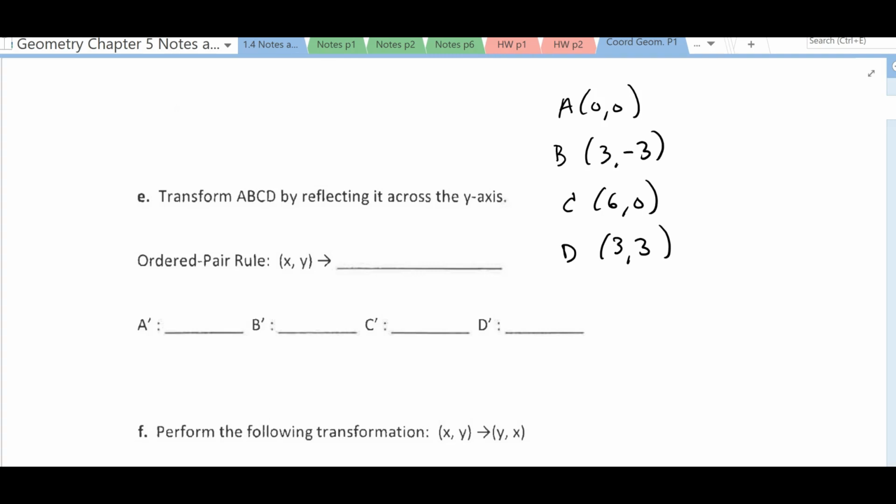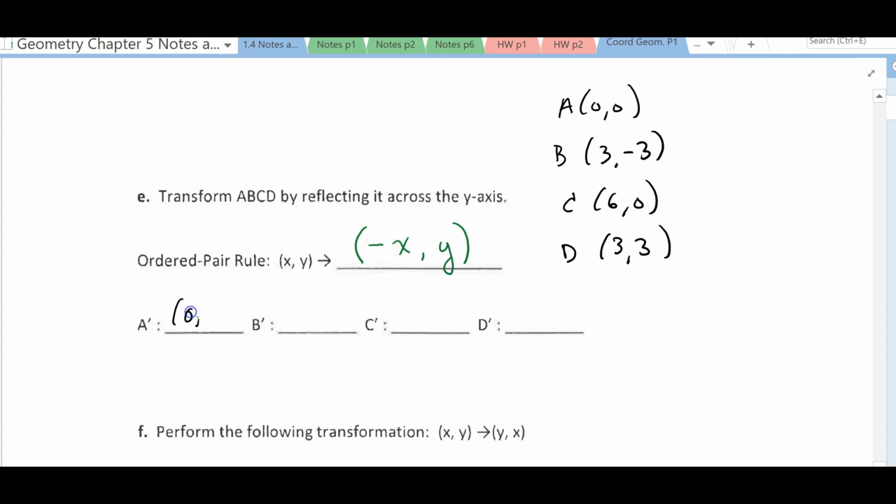So if you recall from when we did transformations, if we're reflecting it over the y-axis, what's actually going to be happening is that all the x values are going to change to the opposite because they're flipping over the y-axis. So our ordered pair rule is going to be negative x comma y. And I've written my original points here so that I can write my new points down here. I'm just going to take all the x's and make them the opposite.